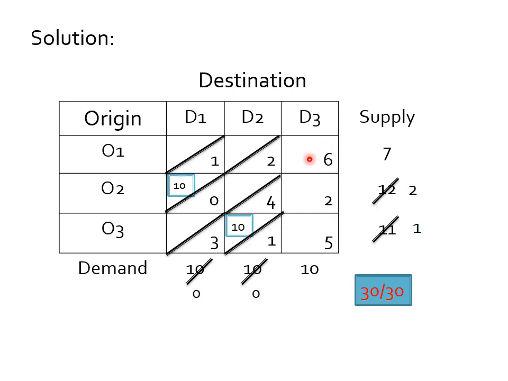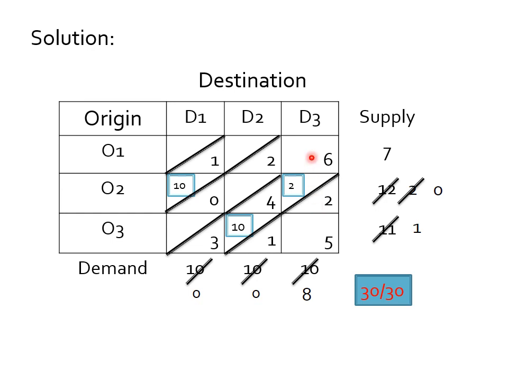Then we look at the remaining cell values. Out of these, which one is minimum? 2. For this cell, supply is 2 and demand is 10. Obviously supply is minimum compared to demand. So we allocate supply 2. Then supply becomes 0 and demand becomes 8. Since supply becomes 0, we strike out the respective row.